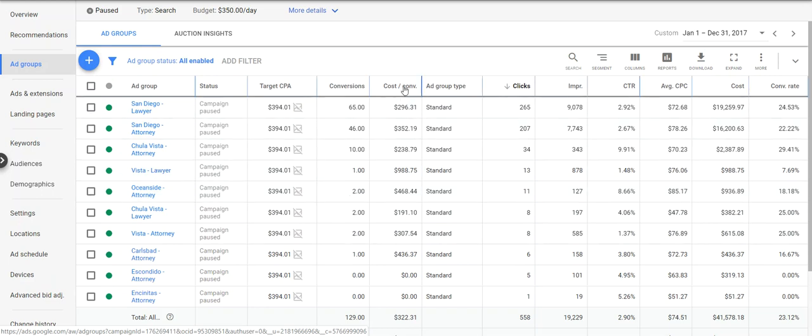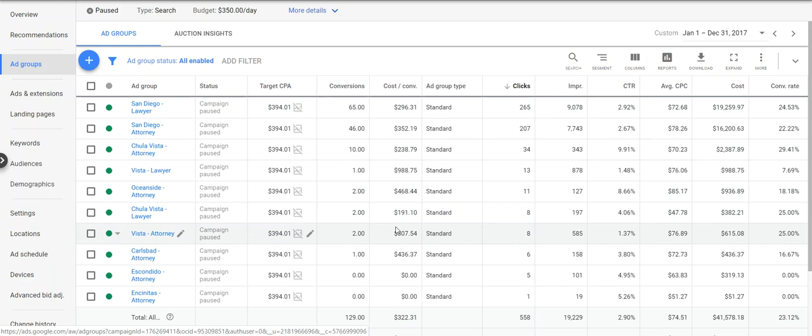If we look here in the cost per conversion column, we see this ad group has about a $300 cost per conversion. Look at this one, $988 cost per conversion. Here's 460, here's another 400, 300, here's a nice one at 191. So it's all over the place. The point is, people often pause a whole ad group.